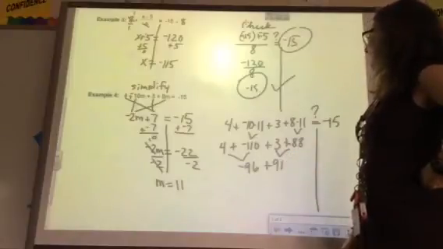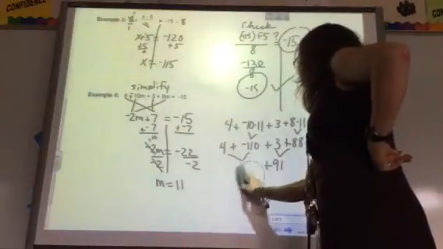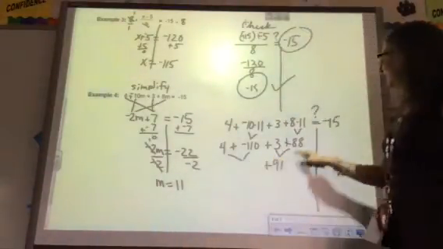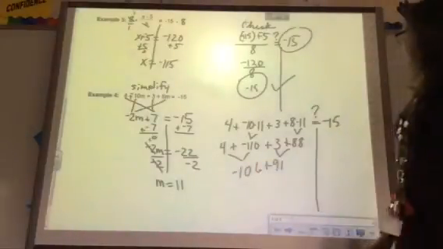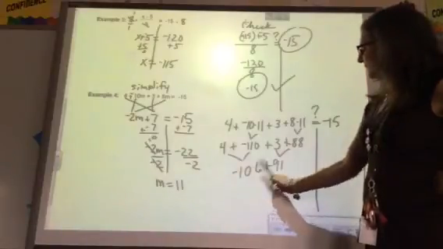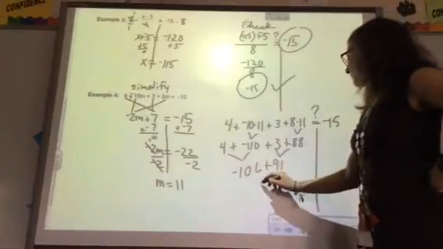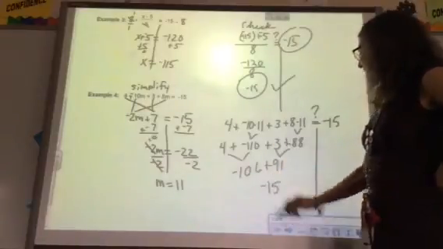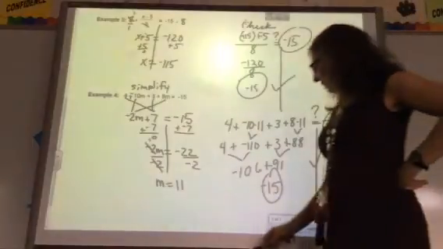Did I do something wrong? Oh, wait a minute, that's not 96. It's going to be 106. I knew I did something wrong because when these added up, it didn't add up to negative 15. But it is negative 106, and negative 106 and 91, if I take 91 negatives out here, these cancel them out, and when I subtract 91 from negative 106, I do get negative 15. So I got negative 15 on both sides, so it checks.